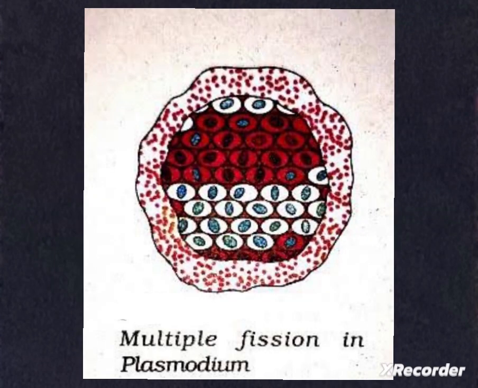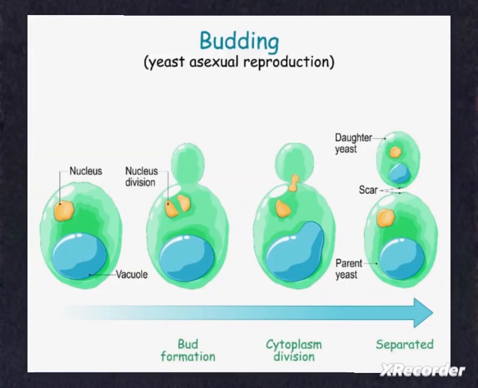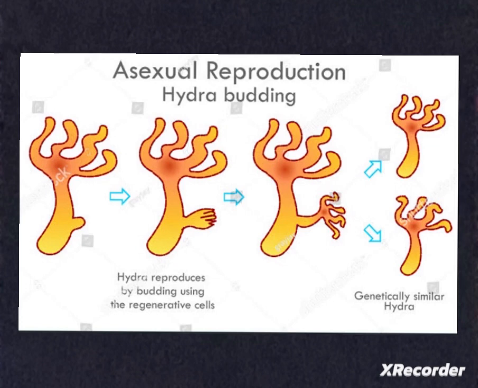Now coming to multiple fission. In this method, the parent cell divides into multiple daughter cells at the same time. Example for this is sporozoans and plasmodium. The next form of asexual reproduction is budding. In budding, organisms develop a bud-like structure in their body surface, which later develops into a separate individual. Example is yeast and hydra.